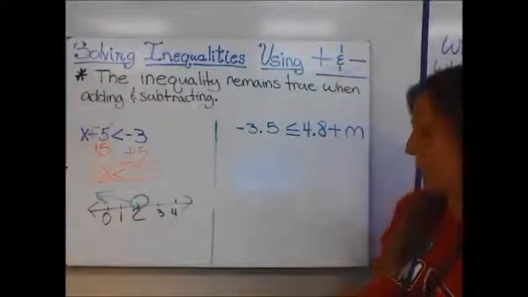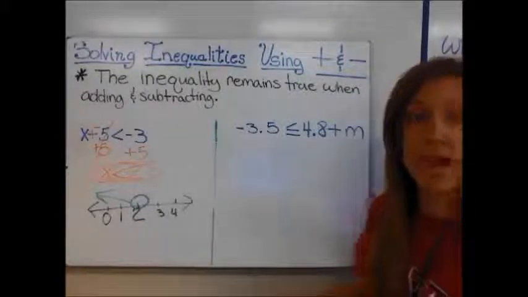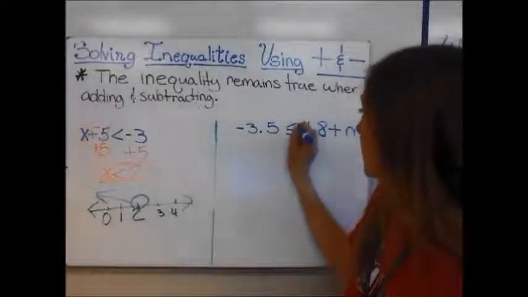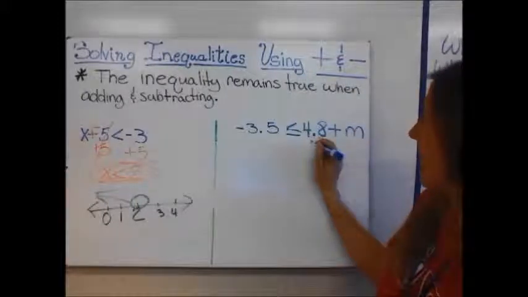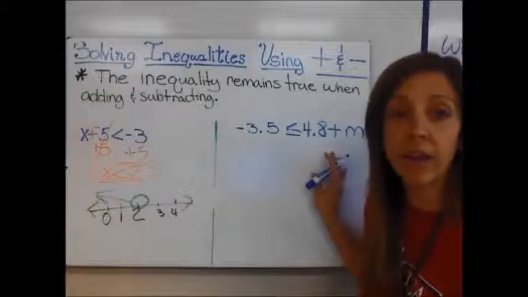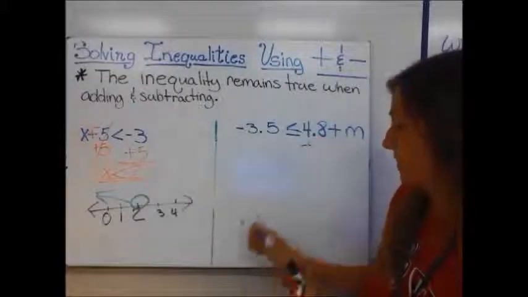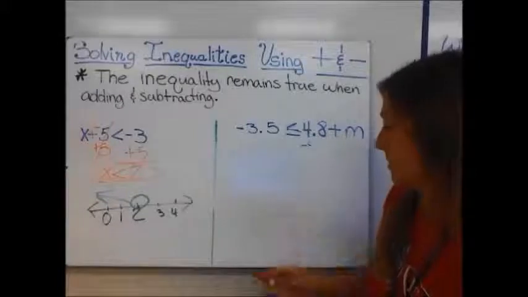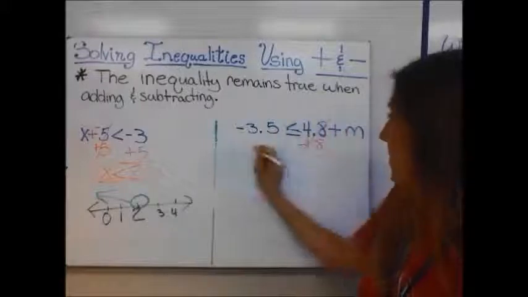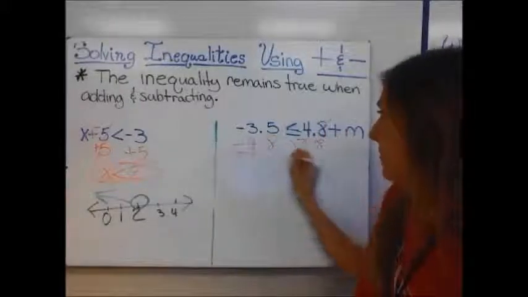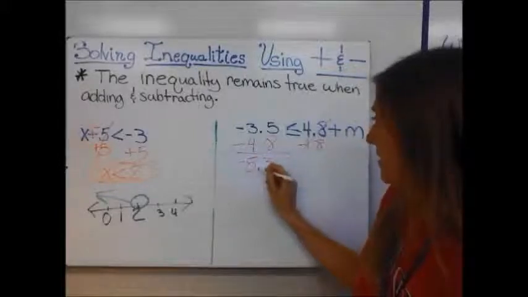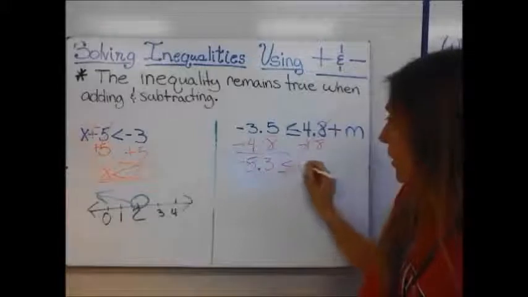Let's try this example. Negative 3.5 is less than or equal to 4 8/10 plus m. So I'm going to start on the side with the variable, which is the right side of the inequality symbol, and I'm going to subtract 4 8/10 from both sides. It's going to give me negative 8 3/10 is less than or equal to m.